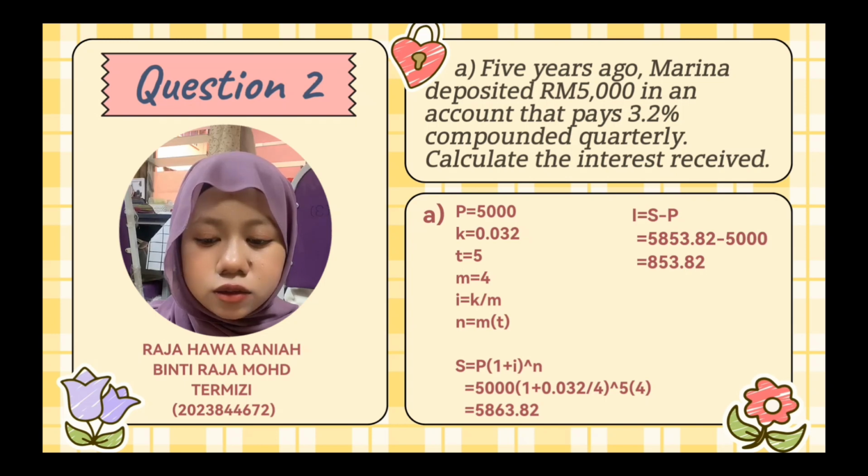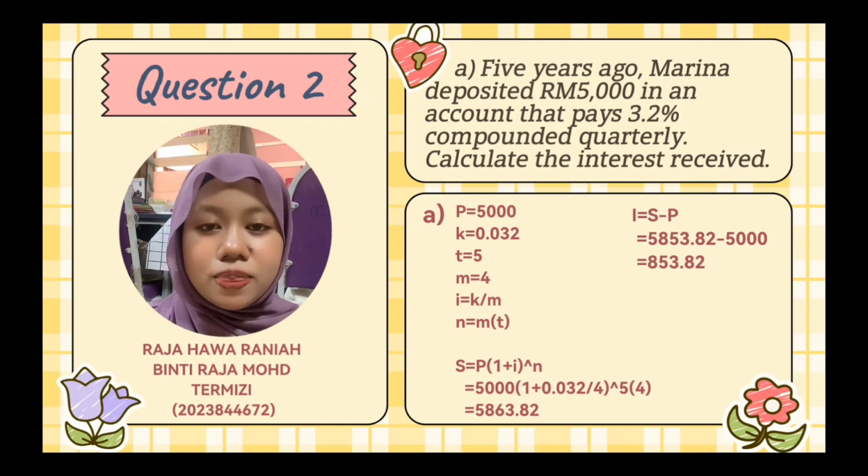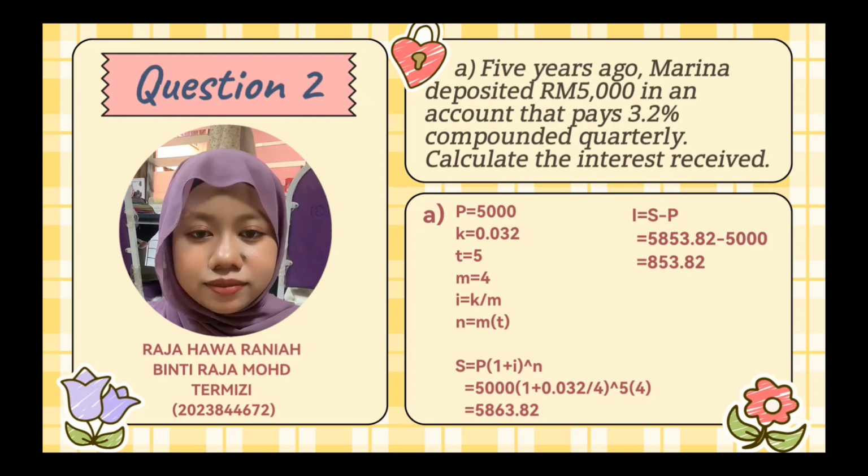So we can just put 5,853.82 minus 5,000 equals 853.82. Okay, so that's our final answer, and that is the interest.